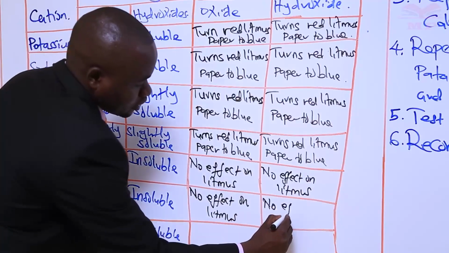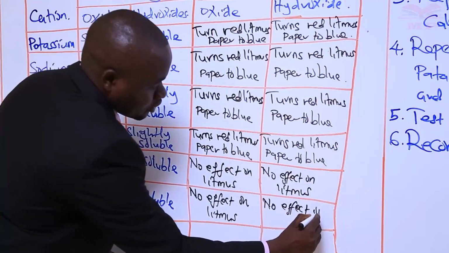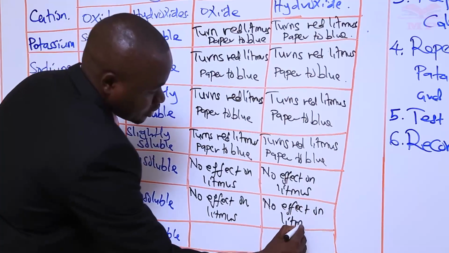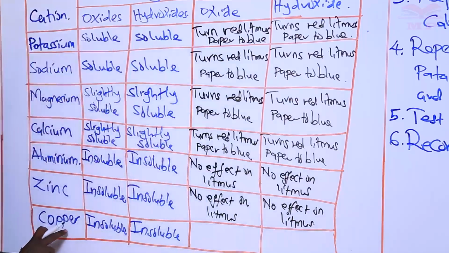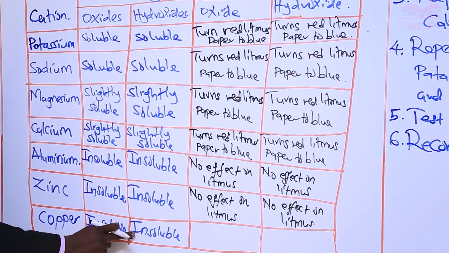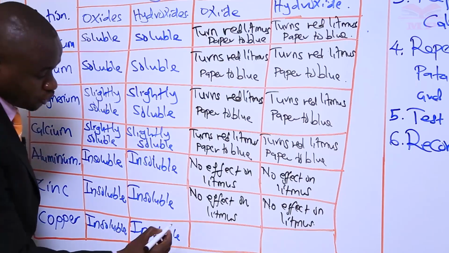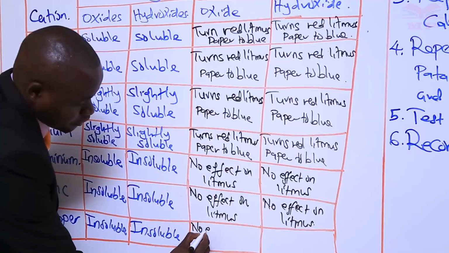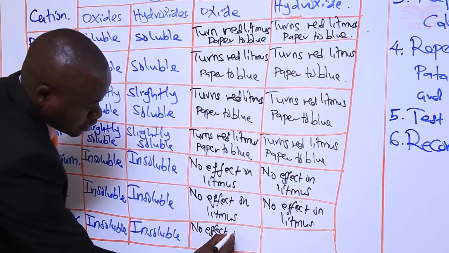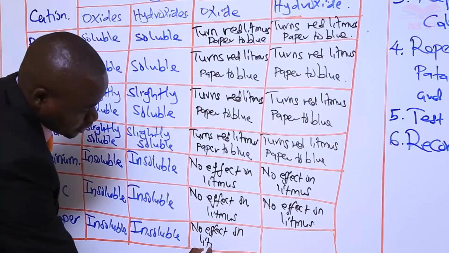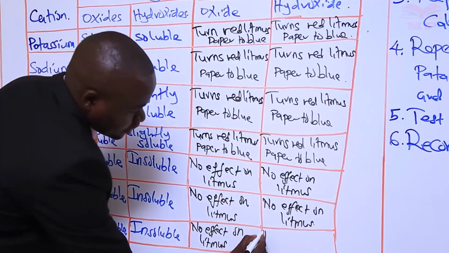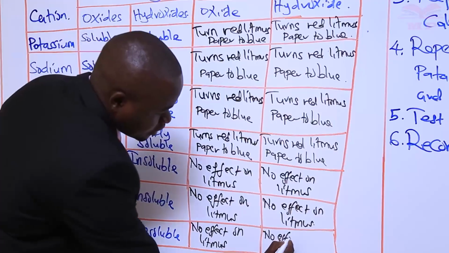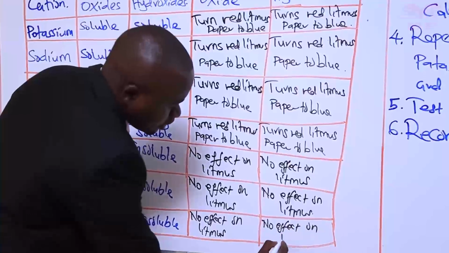No effect on litmus. The same applies to copper. We can see from the table copper oxide is insoluble as well as copper hydroxide. Therefore, we shall not form any basic solution. So no effect on litmus. No effect on litmus.